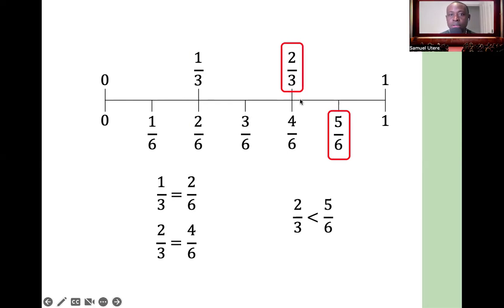Why? Because comparing the fractions, you can see that 4/6 is equivalent to 2/3. They have the same denominator. You can simply just look at the numerator and see that 5/6 is greater than 4/6, which actually is 2/3.